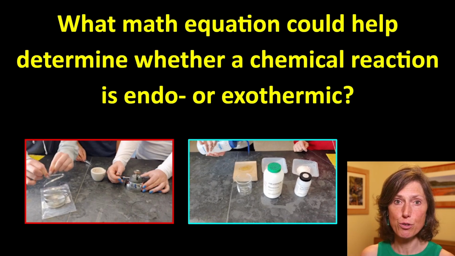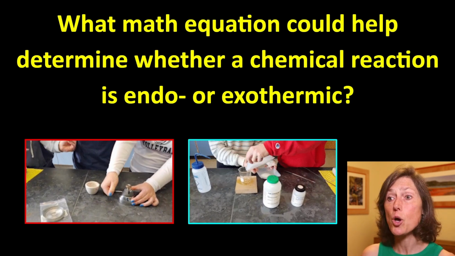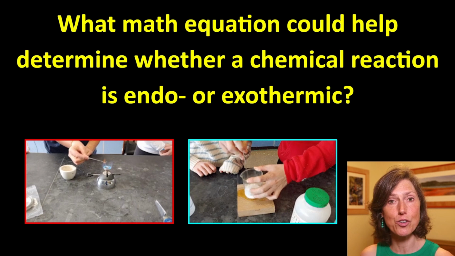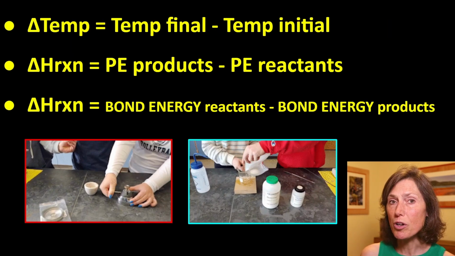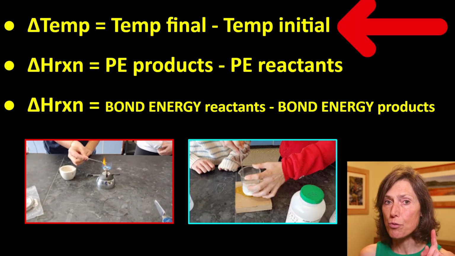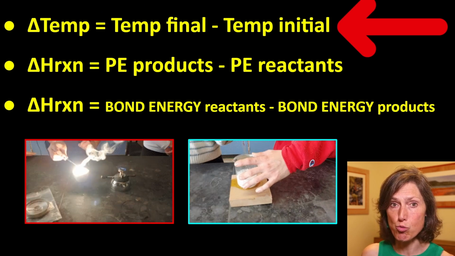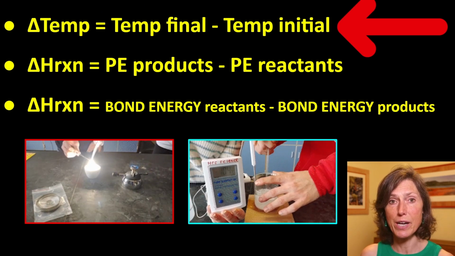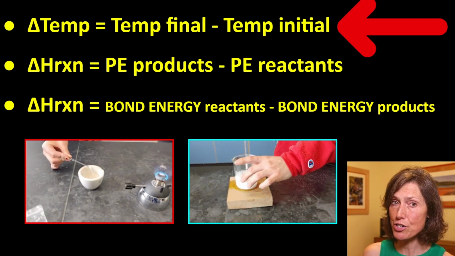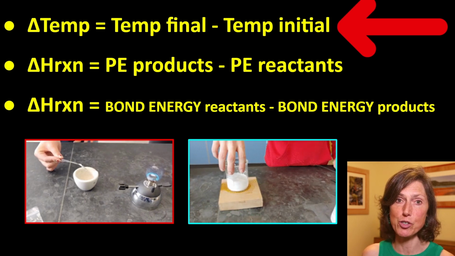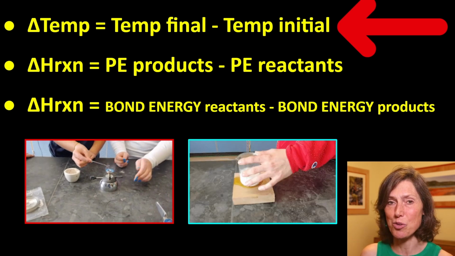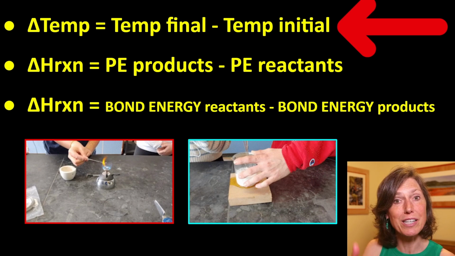To really delve into lesson 12, students are now asked what math equation could help determine whether a chemical reaction is endothermic or exothermic. Most students will come up with at least one of these 3 possibilities. Let's check them out. The first equation focuses on what students can directly measure when they are observing a reaction, namely the final temperature when the reaction has completed compared to the initial temperature when the reaction was just about to start. If that temperature difference is positive, that indicates an exothermic reaction because the temperature of the surroundings increases.